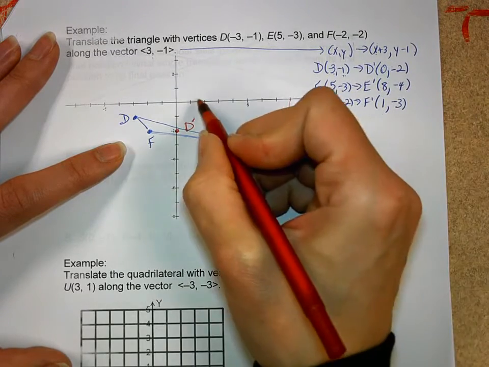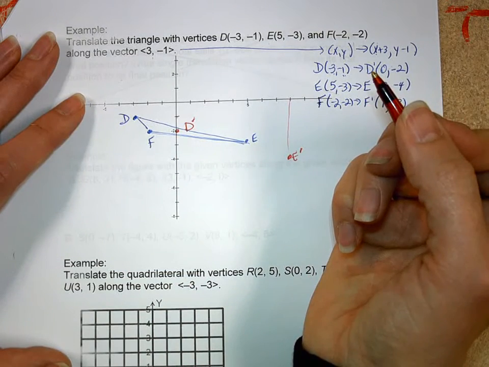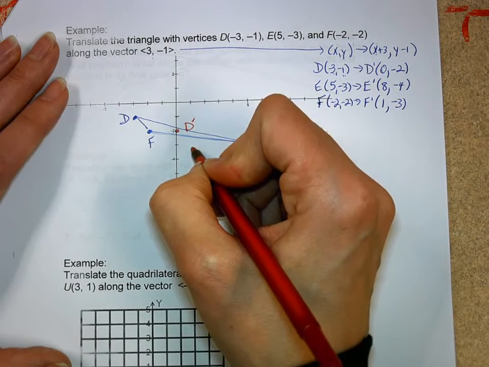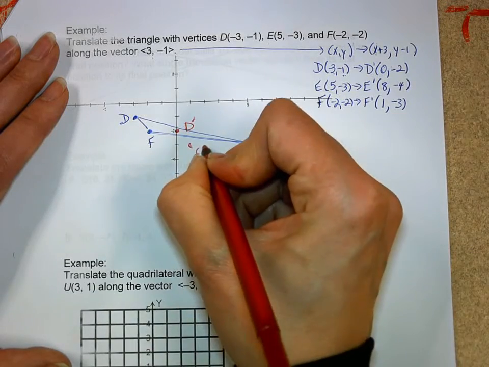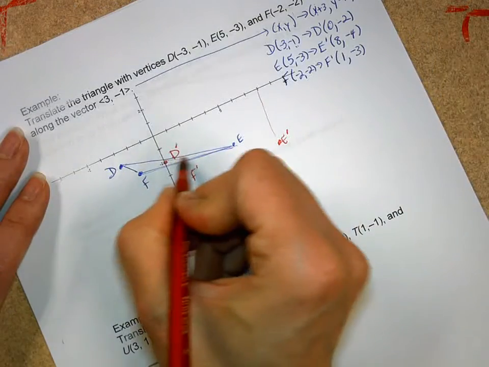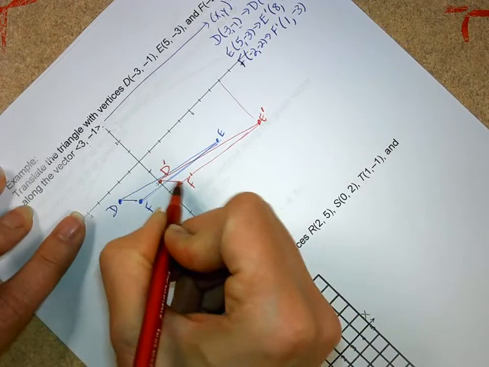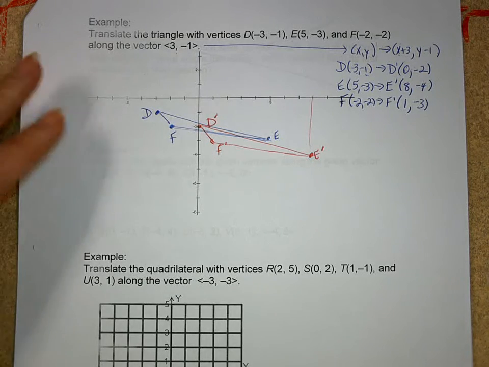And then F prime is over at 1, -3. Make sure I got that one right. 1, -3. Yep. So we plug these in. You can see how it shifts +3, down 1. Kind of easy to do.